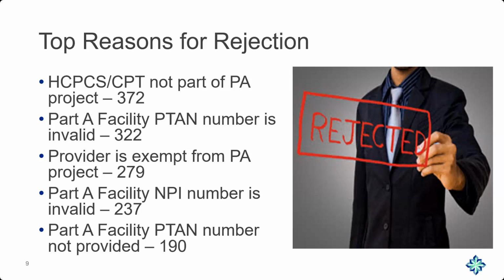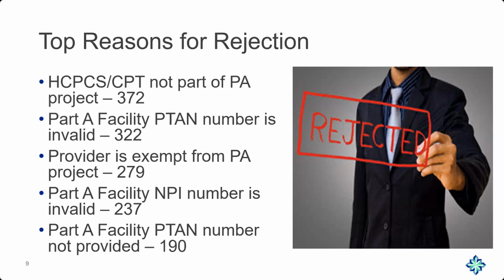Part A facility MPI number is invalid. This comes in at number 4. Now, MPIs are that 10-digit number, and those are issued by the National Plan and Provider Enumeration System, so it's referred to as the NPPES. At number 5, we have the Part A facilities PTAN number was not provided.